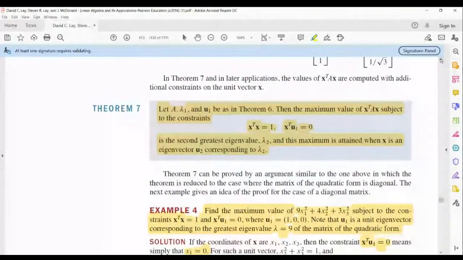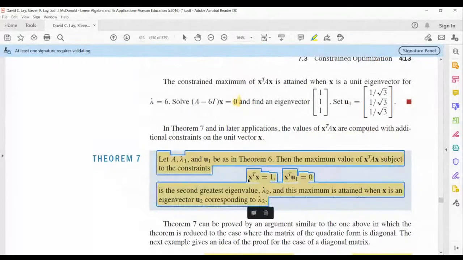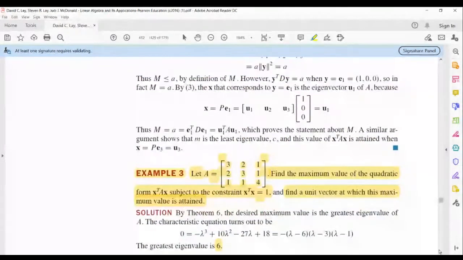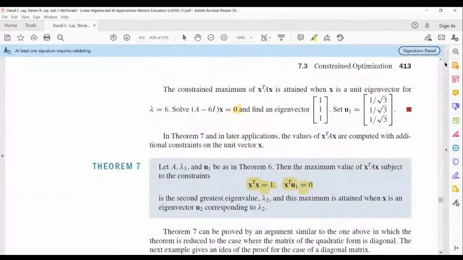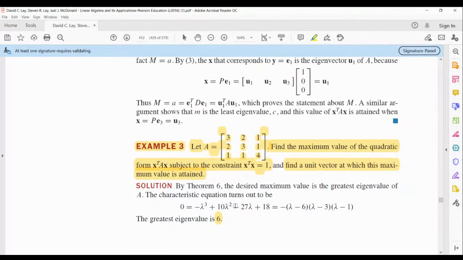Let me ask you this. For example 3 above, if you had the two constraints they mentioned here in theorem 7, and you use that in regards to example 3, and incidentally, here's the characteristic equation factored out. What eigenvalue would you be using? That's right, Solomon. You'd be using the second 3, because 3 is the second largest eigenvalue.